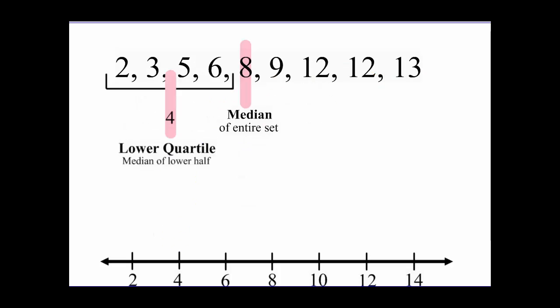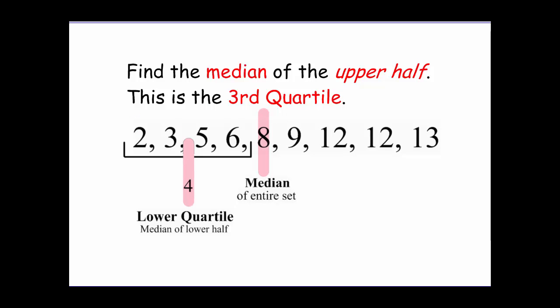So now we have a lower quartile, or Q1. Q1 is equal to 4, and we have a median of the entire set, which is 8. Now we're going to find the median of the upper half to get Q3. So, again, we do not include the 8.